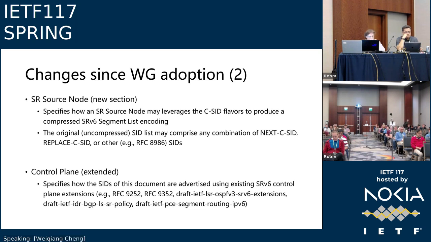We add a new section for the SR source node. In this section, we specify how the SR source node may leverage the CCID flavors to produce a compressed SRv6 SID list encoding. The original SID list may comprise any combination of next CCID, replace CCID, or other kinds of SIDs. We also extended the control plane. The draft specifies how the SIDs are advertised using existing SRv6 control plane extensions. So, next page.